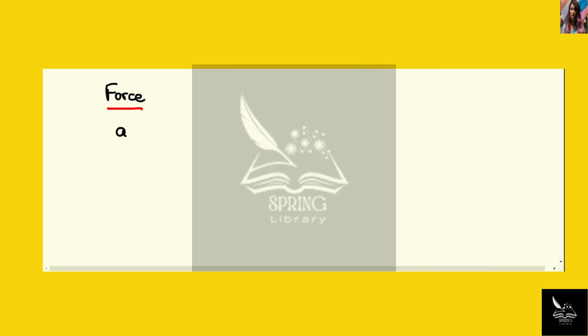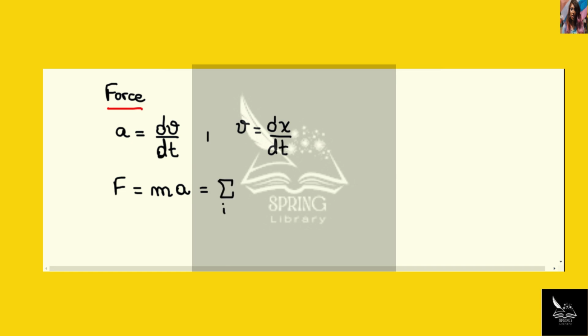But first, remember that the acceleration is equal to the derivative of the velocity with respect to time, and that the velocity itself is equal to the derivative of the position with respect to time. Also remember that the force, according to Newton's second law, is equal to the mass of an object times its acceleration, a. So this is the total force. It's a sum of all the forces acting on an object. That is called a net force.